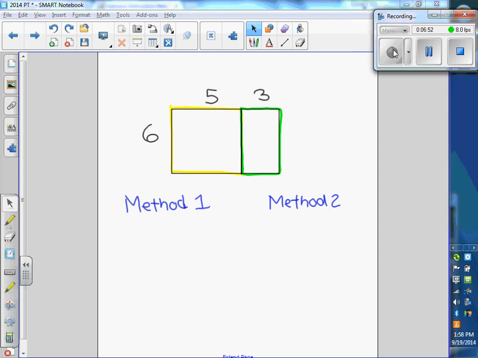Cody, give me one of your methods. Well, my first method, nice and loud so everybody can hear: 5 plus 3 times 6. So he used like the parentheses. So 5 plus 3 times 6.